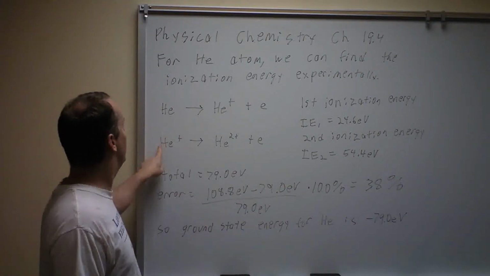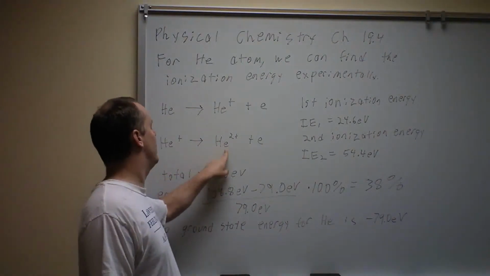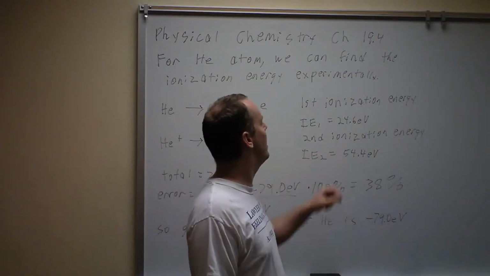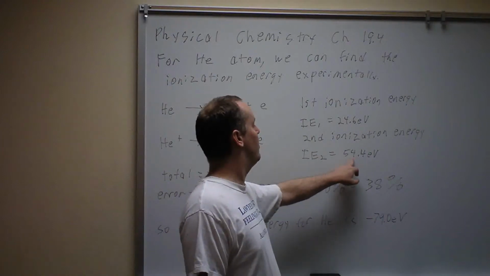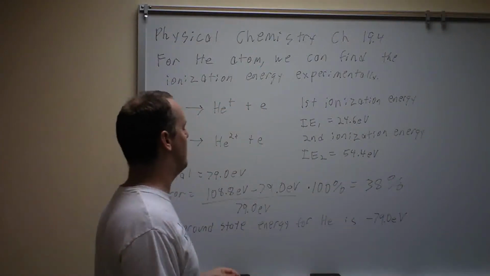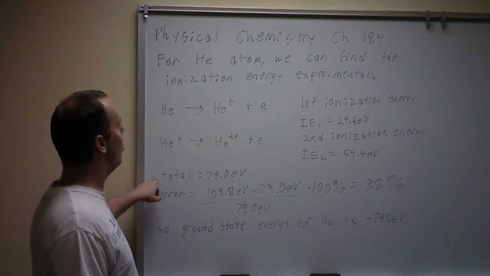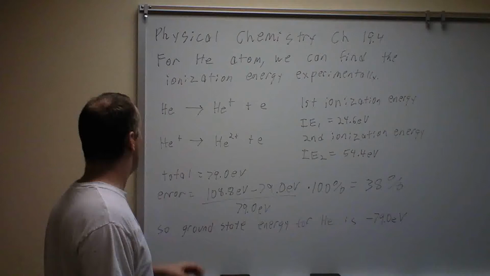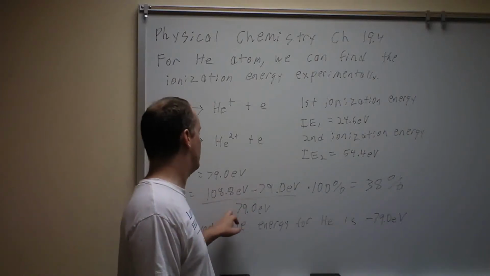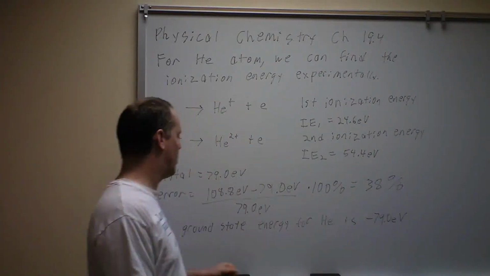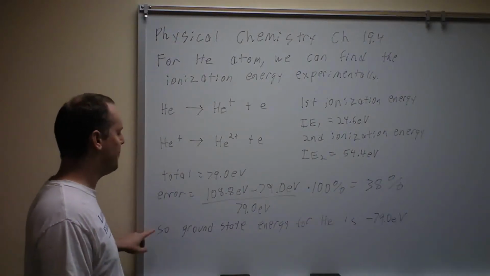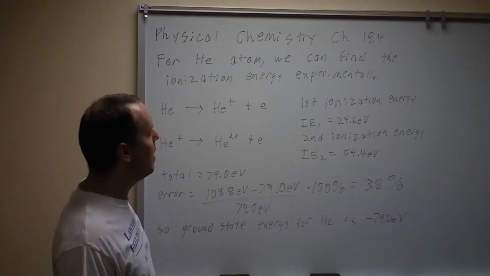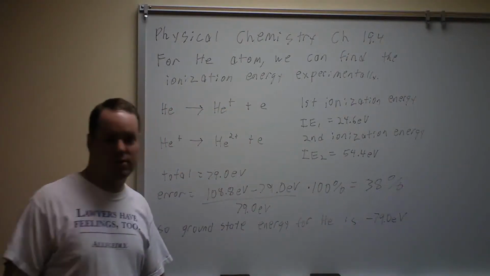And then taking that helium plus ion and removing the second electron to get a helium 2 plus ion, that's called the second ionization energy. And that's the 54.4 electron volts that we estimated before. So the total ionization energy for helium is just 79.0 electron volts. So our percent error would be just subtracting the two and dividing, and that is where we got the 38% that we mentioned on the previous slide. So what we'd say then is that the ground state energy for helium is minus 79.0 electron volts.